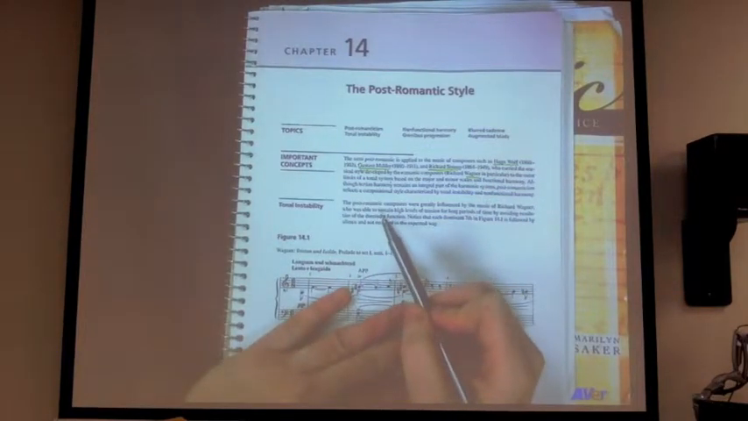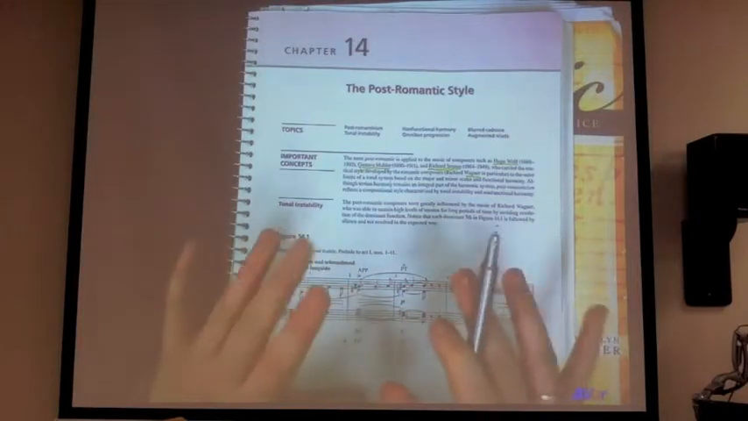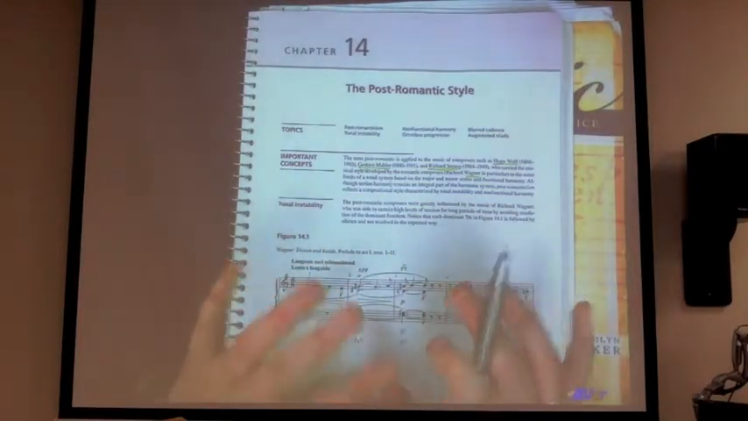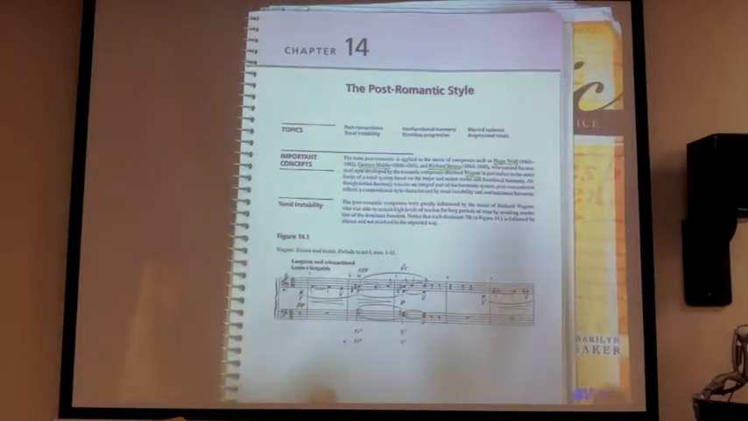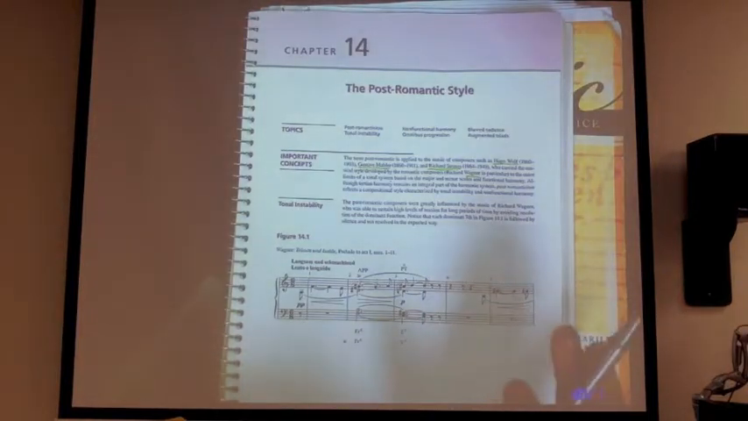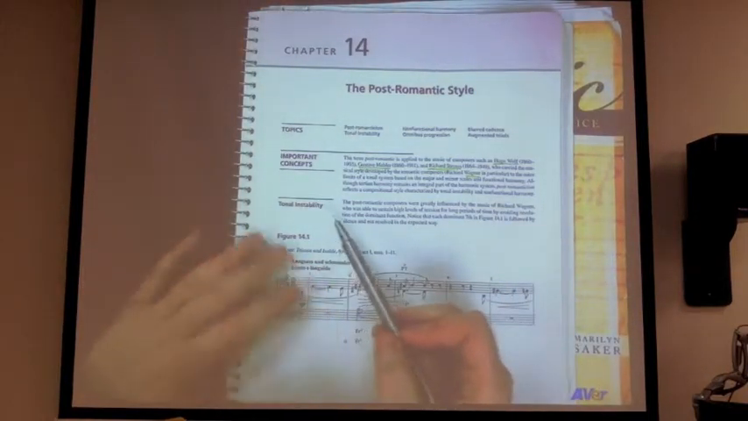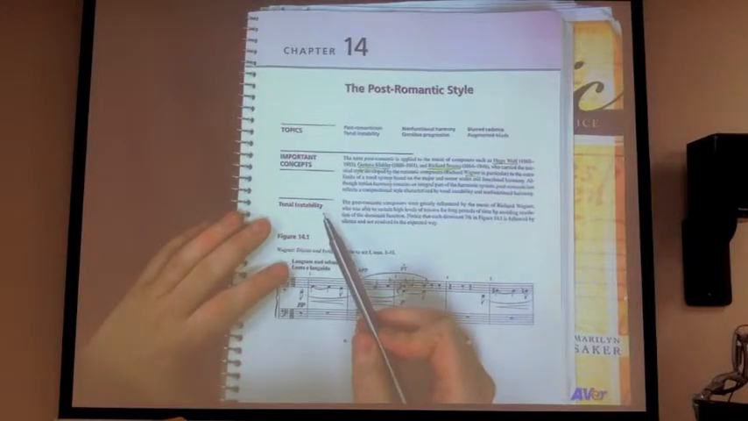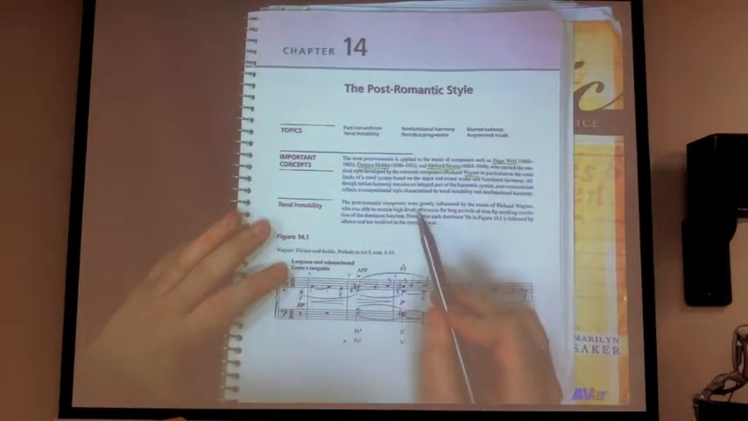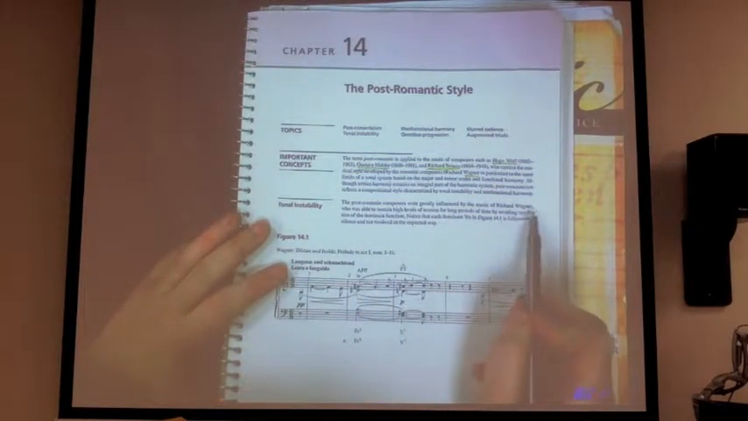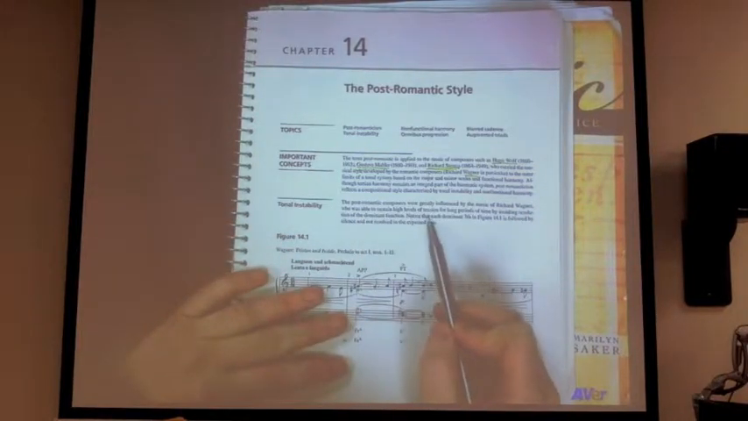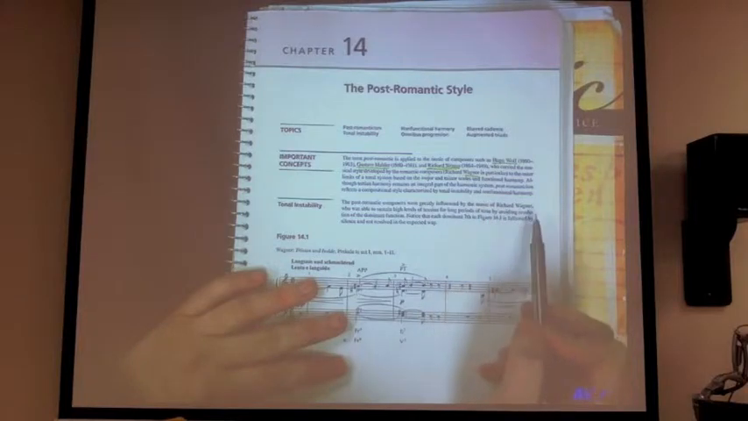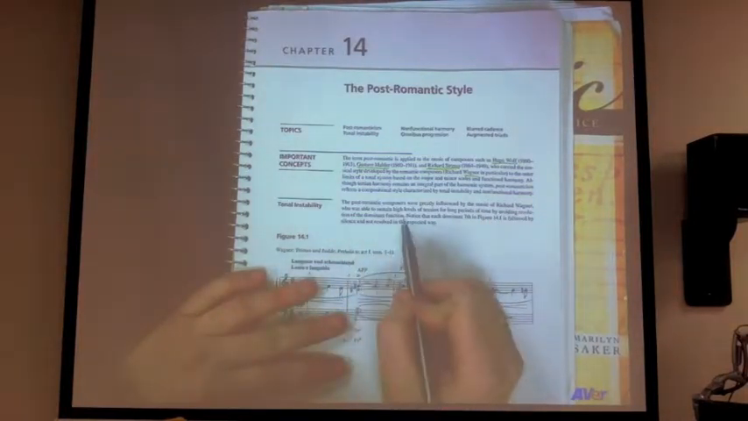So let's take a look at our first. There's a lot of instability and avoidance of the tonic and how to get around the tonic. And that's basically their main goal, to avoid the tonic as much as possible. So our first example of this is tonal instability. Post-romantic composers were greatly influenced by the music of Richard Wagner, who was able to sustain high levels of tension for long periods of time by avoiding resolution of the dominant function.